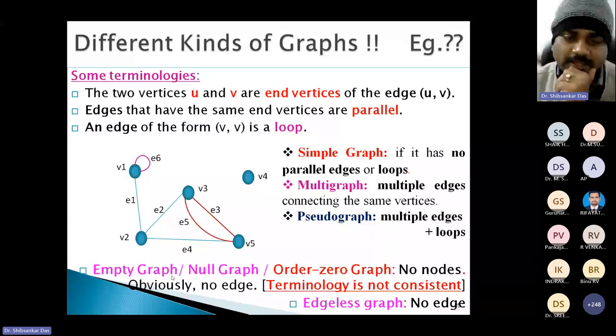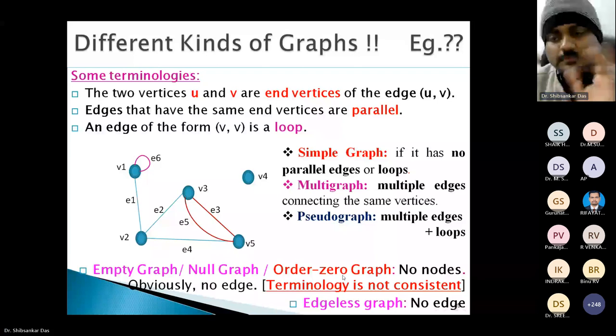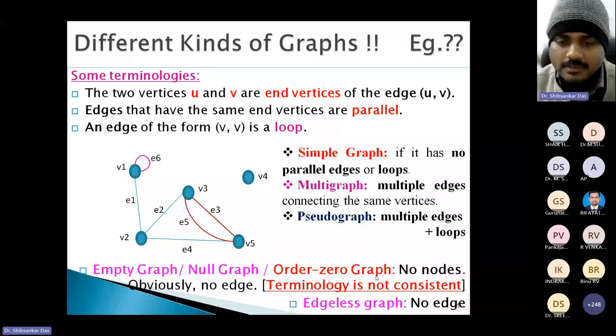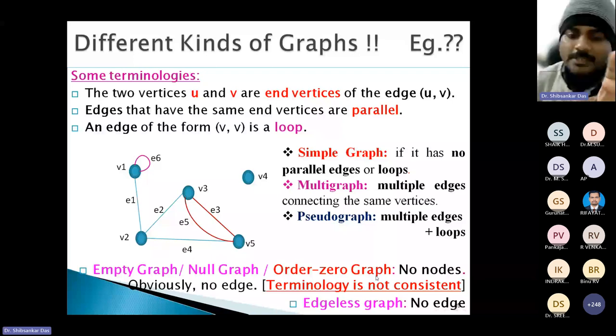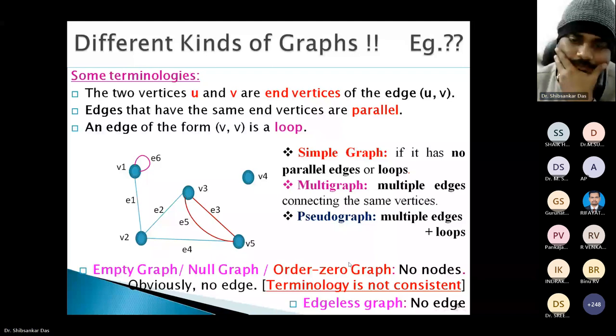An empty or null graph, or zero-order graph, means a graph that has no nodes. This is not consistent with the definition of a graph, because the vertex set and edge set should be non-empty. So this part is not consistent with the definition.